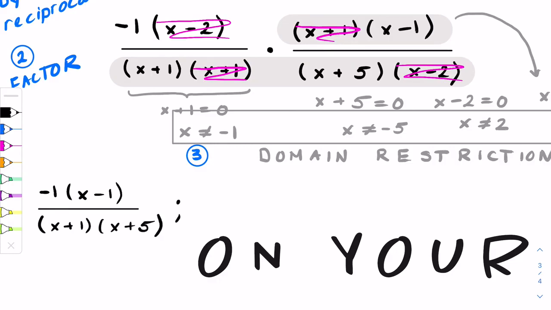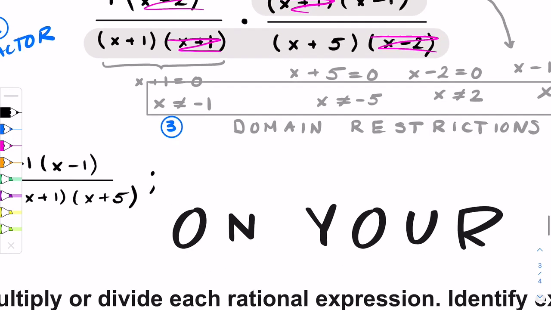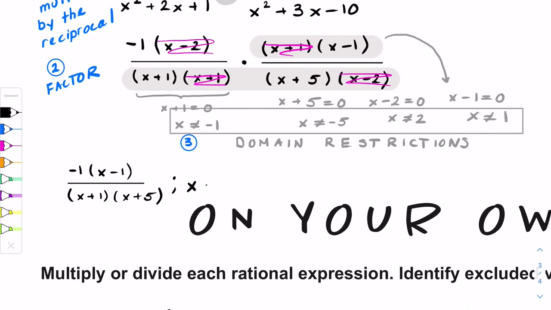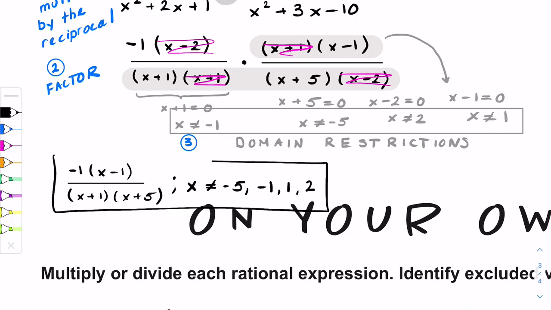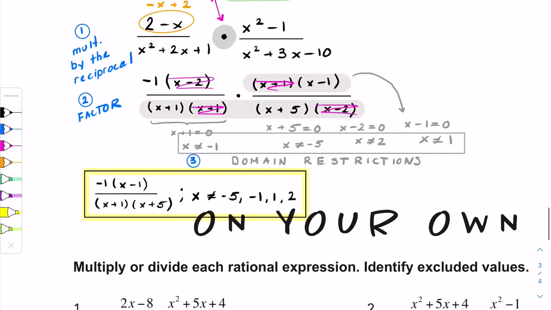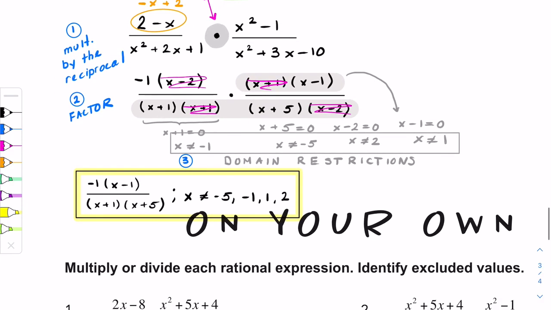I have domain restrictions of all denominators listed from smallest to largest, which tell me that x cannot equal negative 5, negative 1, 1, or 2. Be absolutely certain that your final answer is in factored form and not standard form. That is what I'm checking, so please follow the directions.